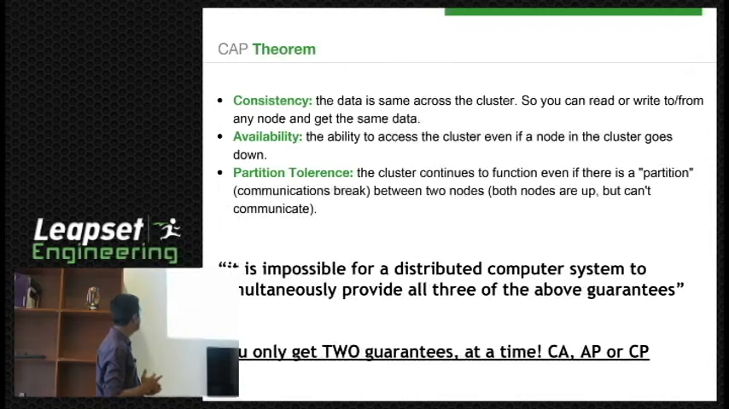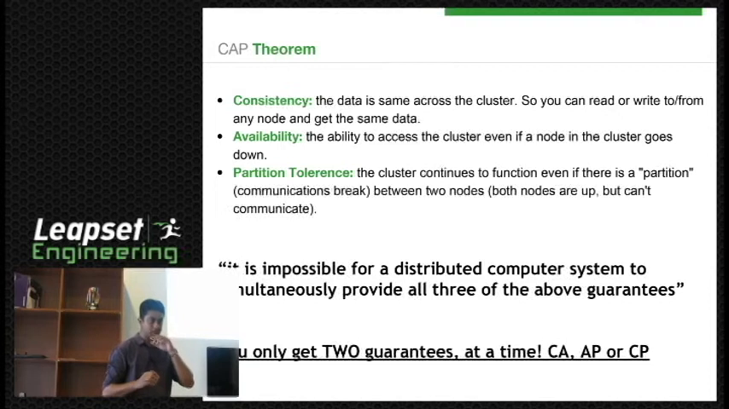So if you look at consistency, let's say you have 2 nodes, right? If there's consistency, you should be able to read and write from any node, right? Without worrying about the consistency. Right?